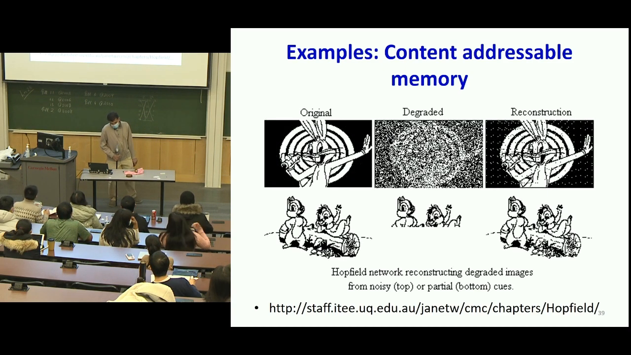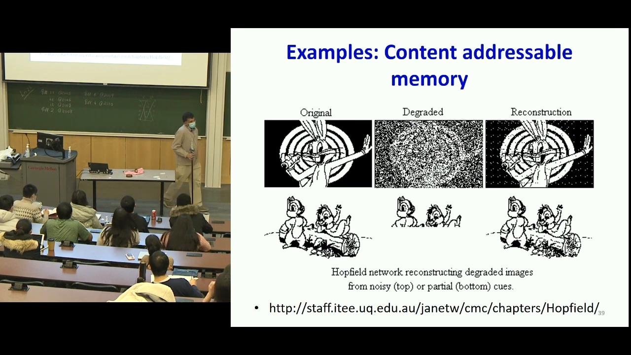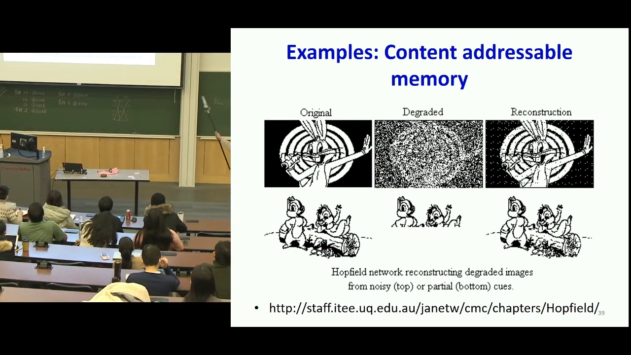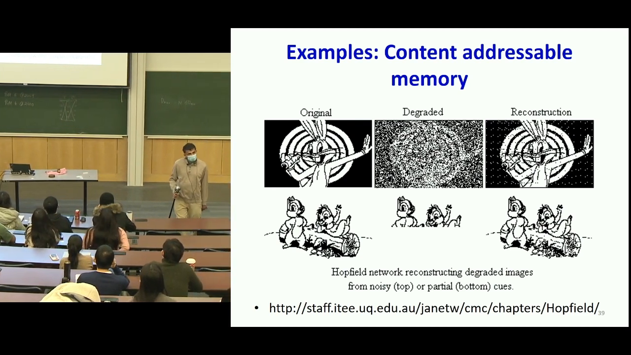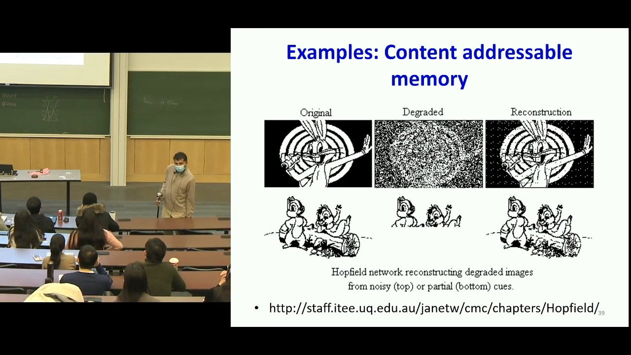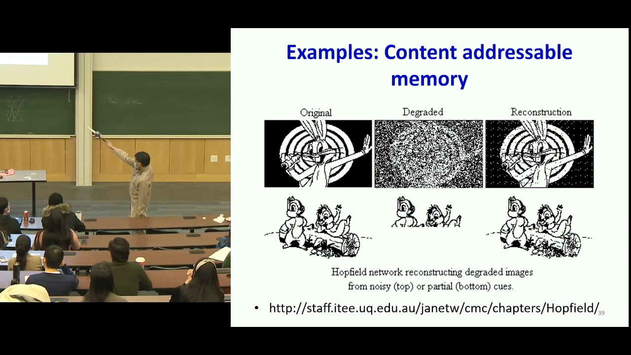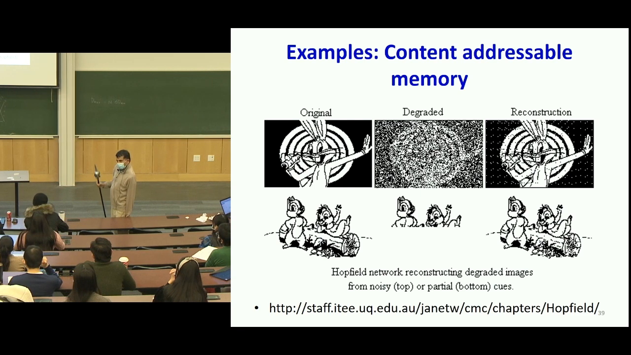So here's a picture to the left. This has been stored in a CAM. That picture has been degraded to the one in the middle. They just added a bunch of noise. And then you let the system evolve. This has been put into a Hopfield net. So you have a Hopfield net which remembers that original pattern.